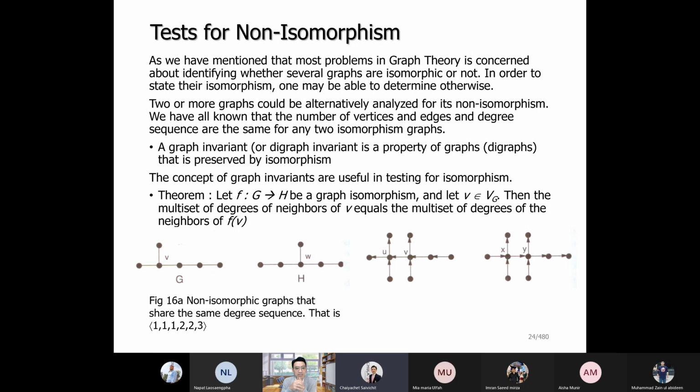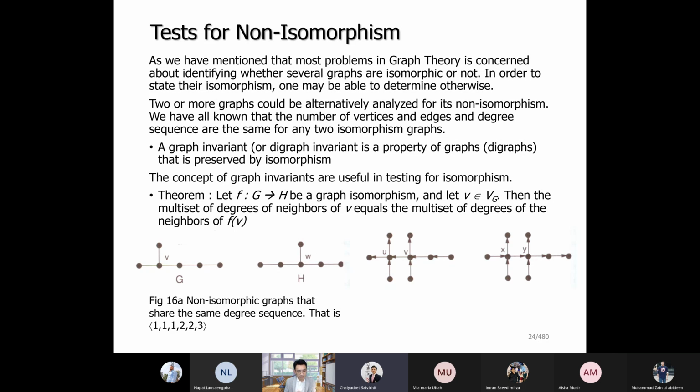Look at this particular case here. This example, sorry, a graph invariant, or digraph invariant, is preserved by isomorphism as well. So check out this one. Do we have a graph that would maintain the degree sequence, like graphs G and H? Same number of nodes, same degree sequence. Are they the same degree sequence?